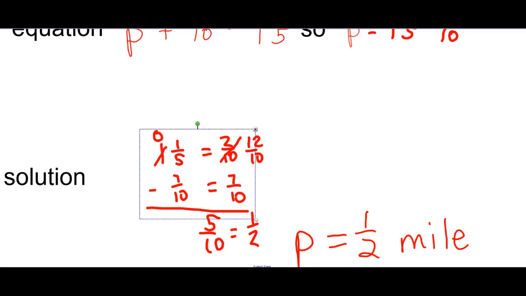So 10/10 plus 2/10 equals 12/10. Now I can subtract. 12 minus 7 equals 5/10. Reduce that to 1/2. And our answer is that it's 1/2 of a mile from home to the post office.